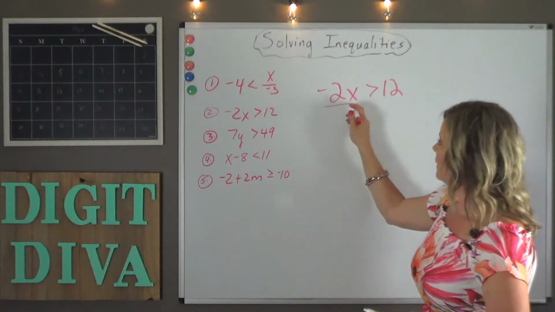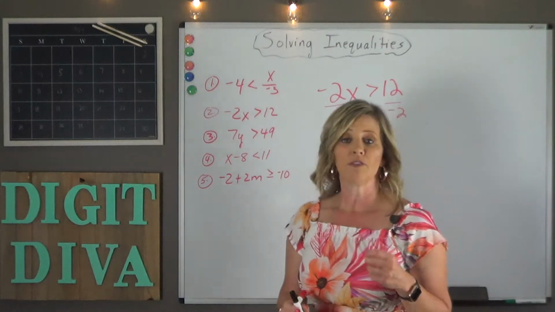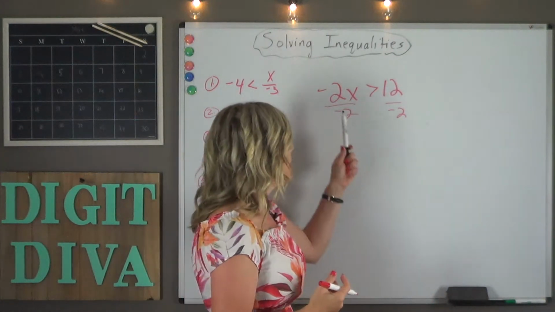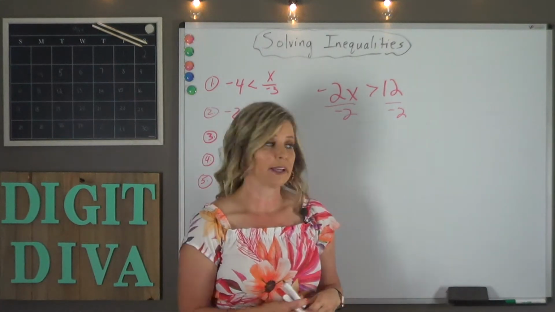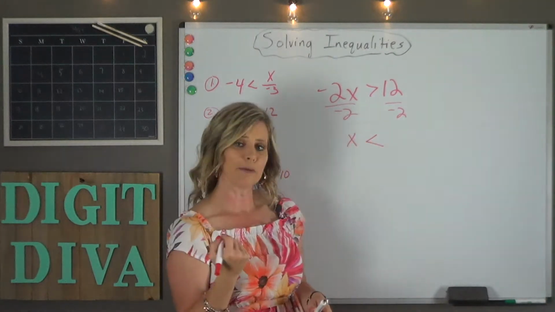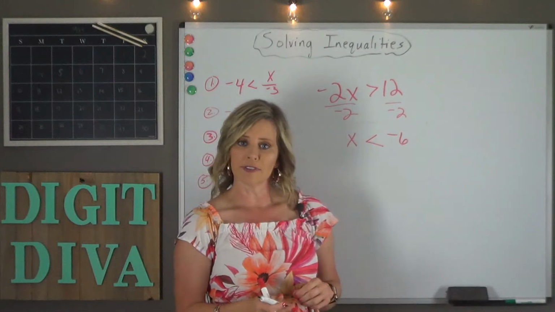They're multiplying by -2. I'm going to divide by -2. And there's that rule: if you multiply or divide by a negative number, you have to reverse the symbol. My negative number is beside my x. I'm multiplying that x by -2, so I'm going to go ahead and reverse my symbol. Brought down my x. Do the math. X is less than -6.